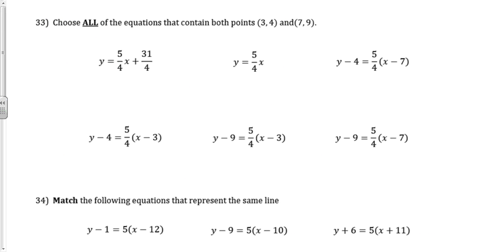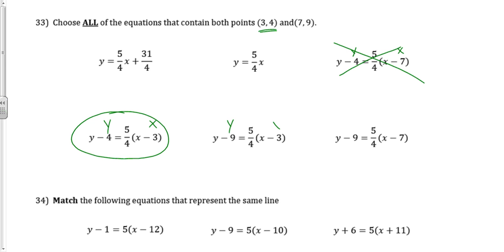Moving on, number 33, choose all the equations that contain both points (3, 4) and (7, 9). I'll look at my four point slopes first. Here we've got a y value of 4 and x value of 7. Doesn't match our point, so it can't be that one. Here I've got a y value of 4 and an x value of 3. That matches that point there, so this could be one equation. A y value of 9 and an x value of 3. That doesn't match up. And then a y value of 9 and an x value of 7.